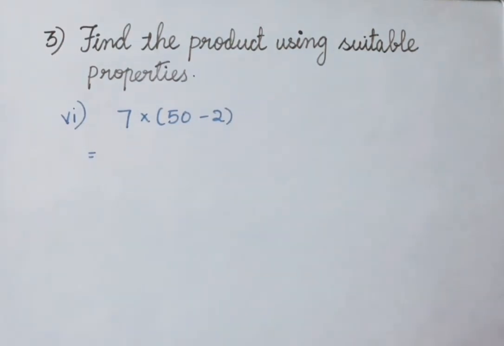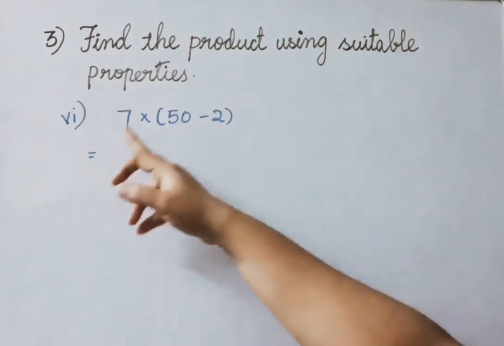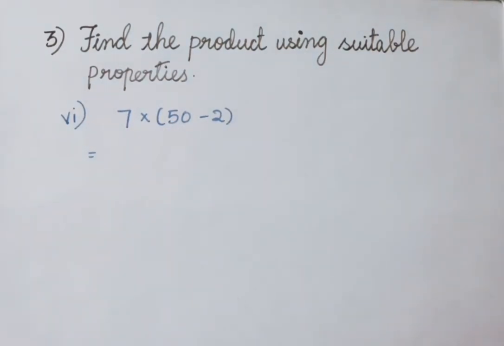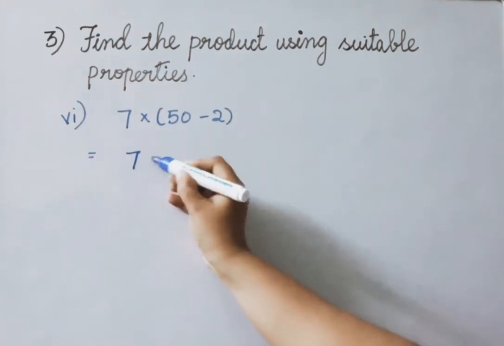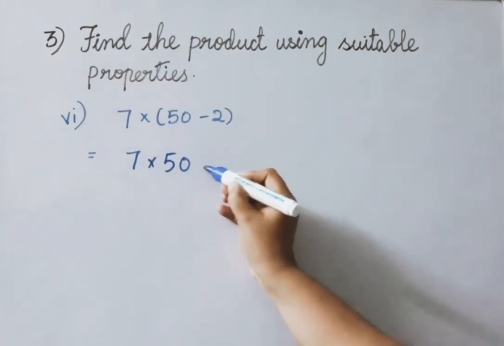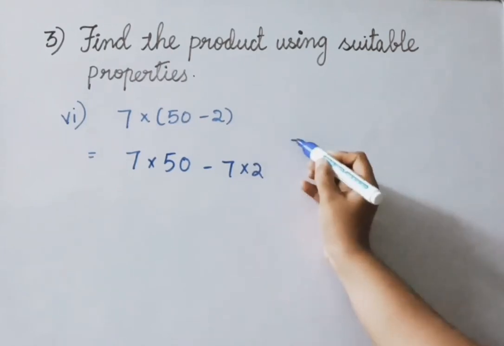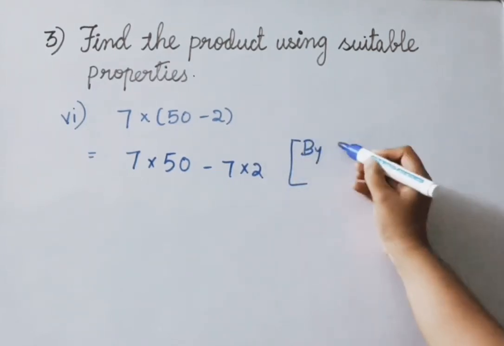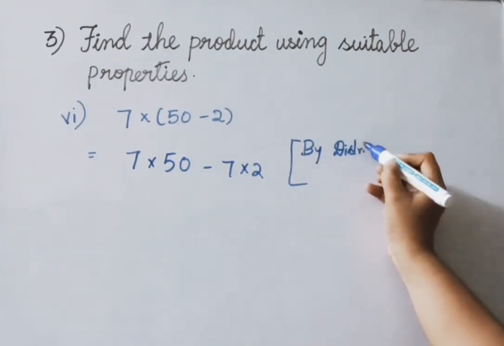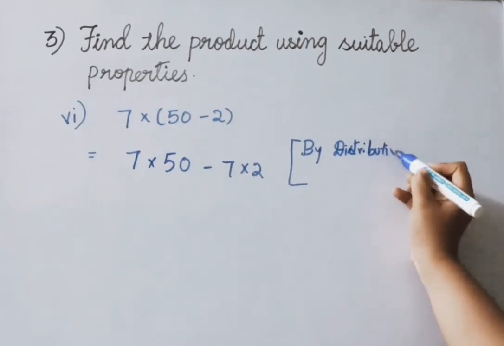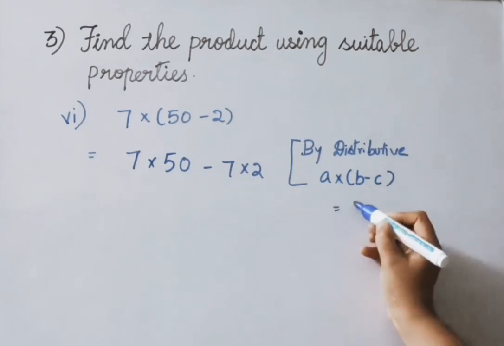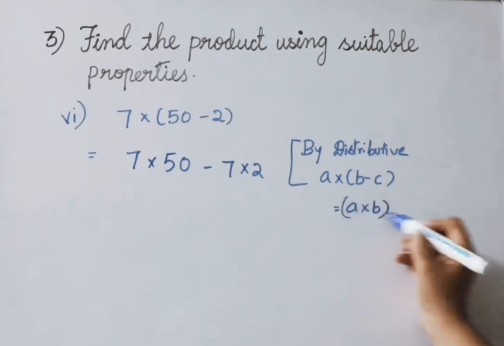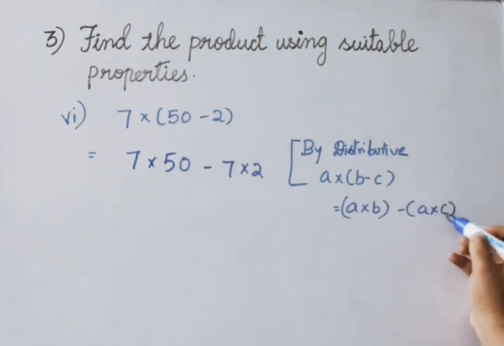See the sixth sum now. 7 into 50 minus 2. It is looking like distributive property under subtraction, A into B minus C. That is A into B minus A into C. Let us write down 7 into 50 minus 7 into 2. So mention here distributive property. By distributive, write down A into B minus C equals A into B minus A into C.